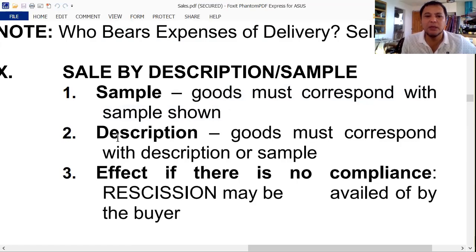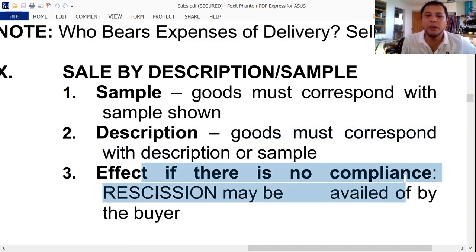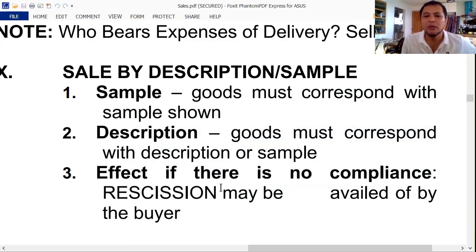Another kind of sale is by description. You just describe the goods that you are selling. So in your delivery, when the buyer already decides to buy, you must deliver the goods that correspond with your description or with your sample. If there is no compliance to your description or to your sample, then the buyer may avail of the remedy of rescission. Rescission is cancellation of the contract, and the result of the cancellation is restoration of the things. So the buyer will return the goods and the seller will return the payment to the buyer.